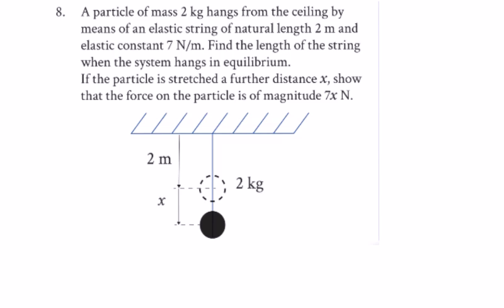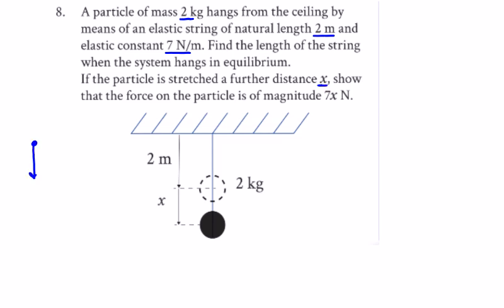Question 8, we have mass is 2. Natural length 2 as well, 2 meters, K is 7, and find the length when it hangs in equilibrium and then it's moved down a further distance. Okay, let's look at the first one.